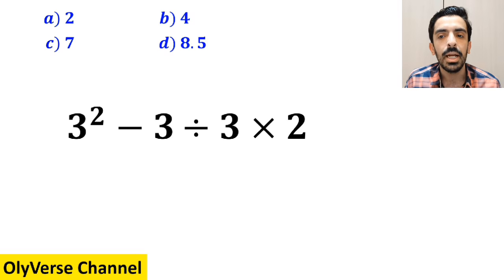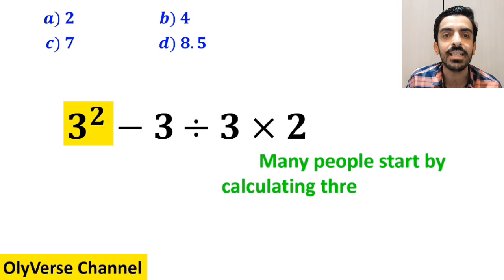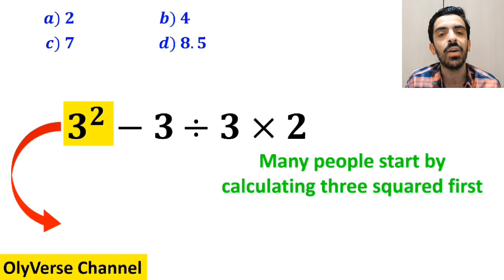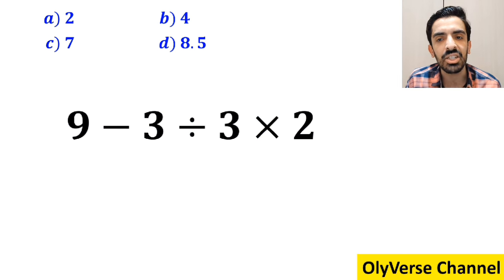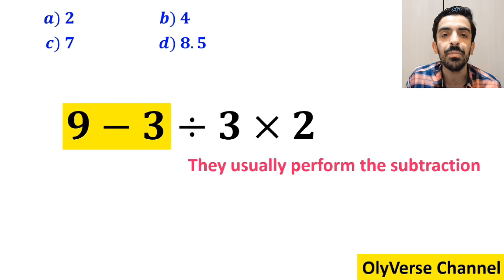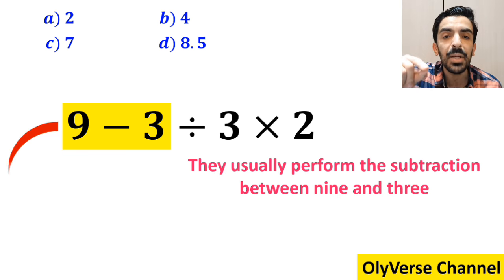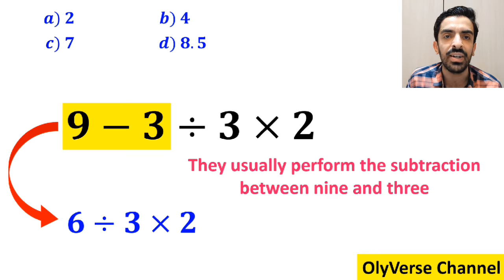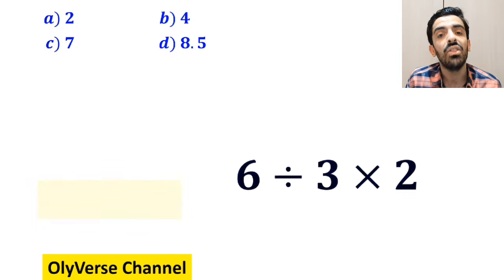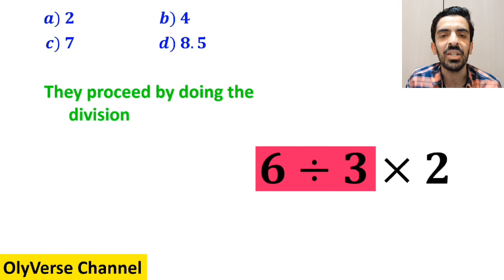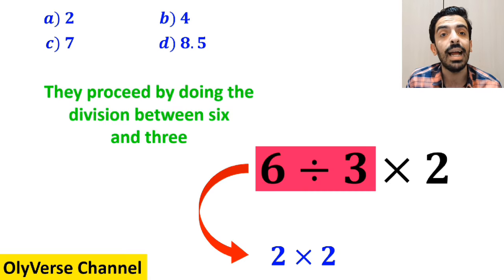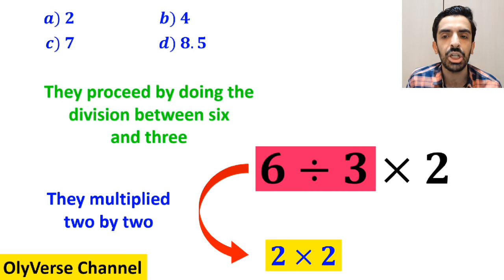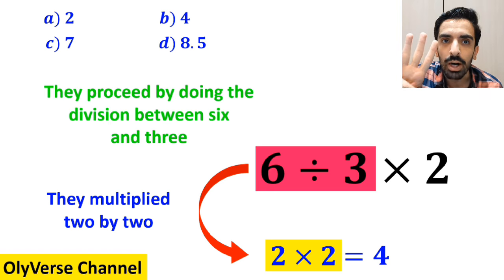To solve this problem, many people start by calculating 3 squared first. And instead of the original expression, they rewrite it as 9 minus 3, then divided by 3 times 2. In the next step, they usually perform the subtraction between 9 and 3, simplifying this expression to 6 divided by 3, then times 2. Then, they proceed by doing the division between 6 and 3, which gives them 2 times 2. And finally, they multiply 2 by 2, which ends up with the answer 4.